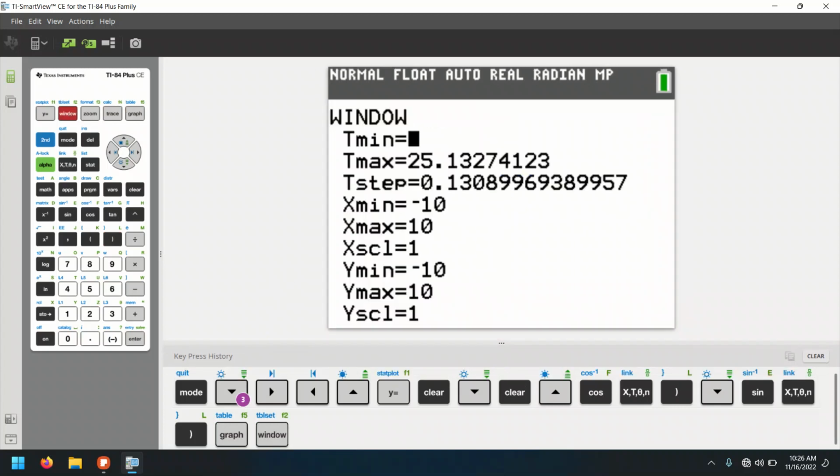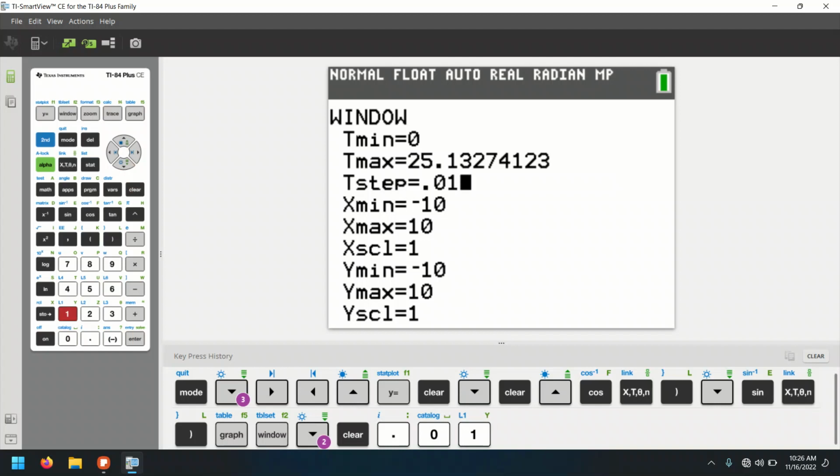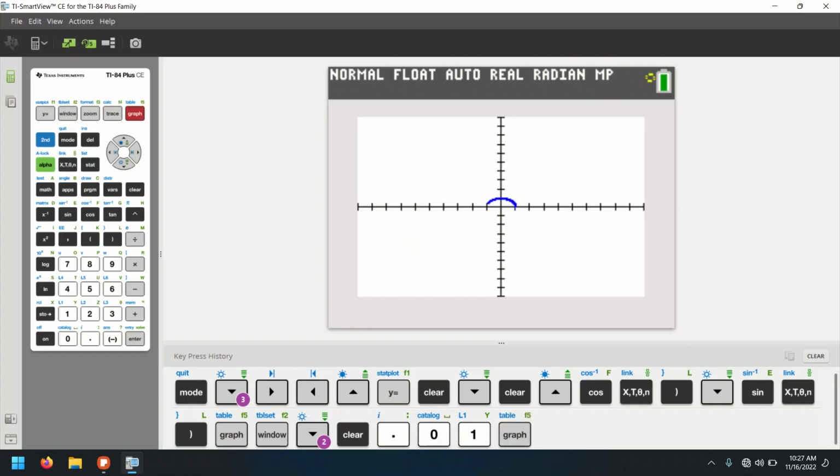Go to Window and ask the parameter t to draw more points. In this case, I'm going to change the step, which is the number of points that the graphing calculator is going to plot. Instead of 0.1, I'm going to go with 0.01. That's going to take longer to draw because it's going to draw more points. Let's see what happens. Well, much better, isn't it? In this case, it's going counterclockwise.